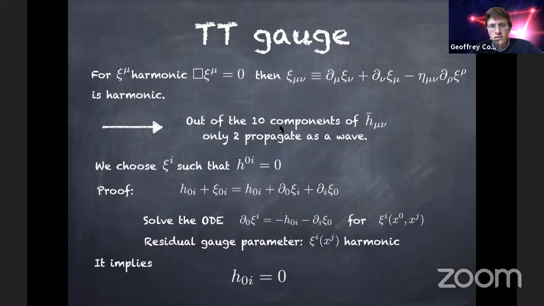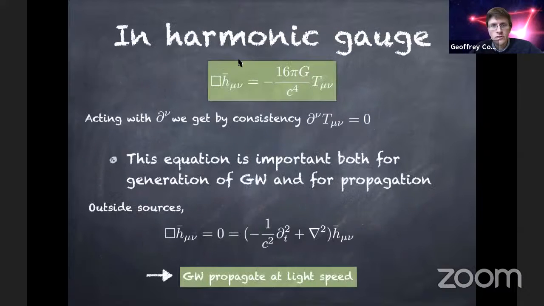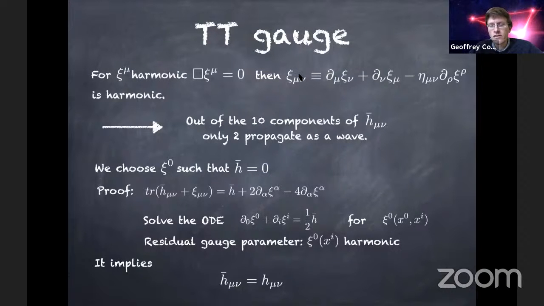Together, the trace and h0i being 0 is called the TT gauge. It still has some residual gauge transformations left, but fewer than before. And this TT gauge can be reached only without sources, because you need to use harmonic functions. Remember that h bar is not harmonic if you have a stress energy tensor. h bar is harmonic only outside of sources. So you can reach TT gauge outside of sources.